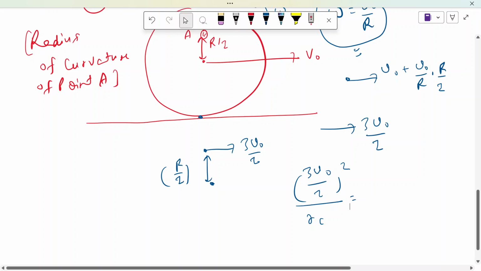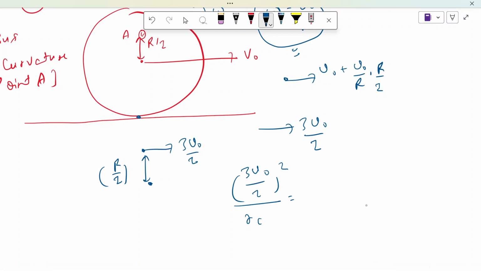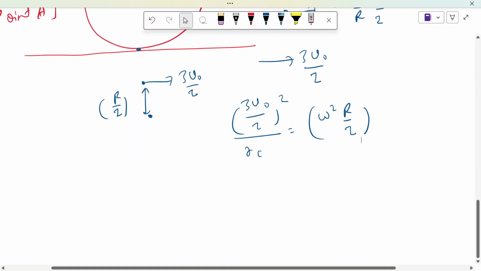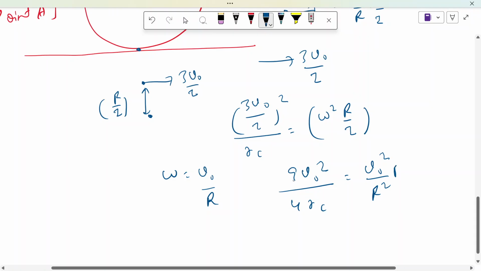the acceleration of that point, and that is omega square into r by 2. Fine, because the particle located at all points has the same angular velocity with respect to that point, and that point is located at a distance of r by 2. That should be equal to omega square into r by 2, and omega is clearly v naught by r. Substituting the values, we got 9 v naught square upon 4 rc should be equal to v naught square by r square into r by 2.